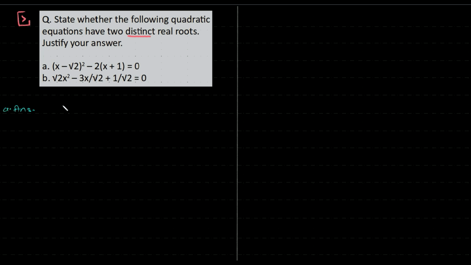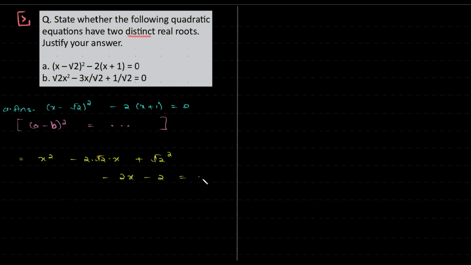So we have two equations over here: (x² − √2)² − 2x + 1. First we need to simplify this, only then we can talk about the nature of roots. We have to make use of (a − b)² which is equal to a² − 2ab + b², so on and so forth. I'm not going to write that. And then the next term will be 2x − 2 is equal to 0.